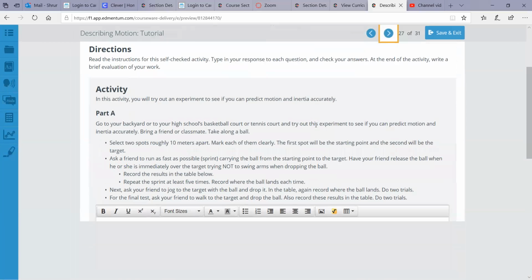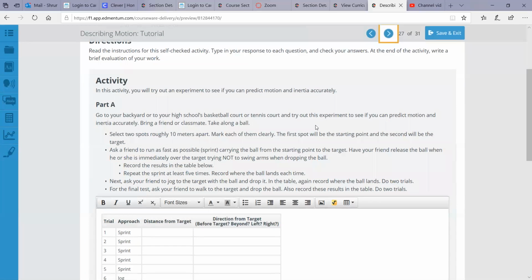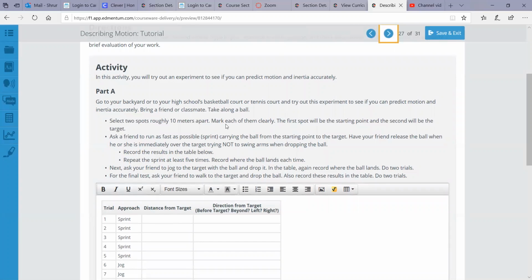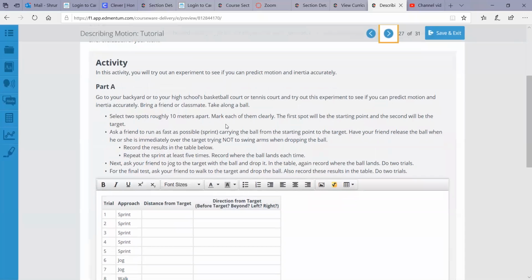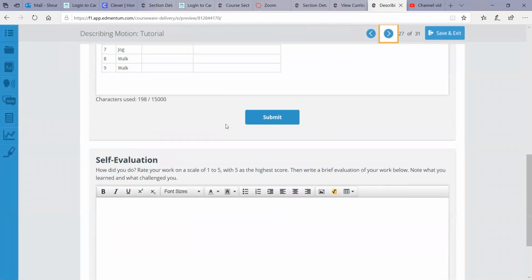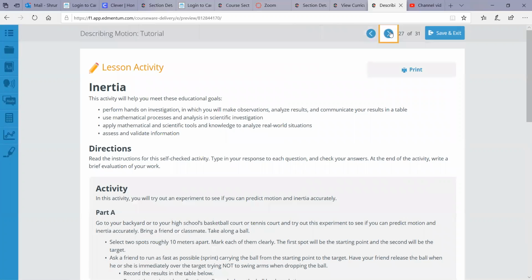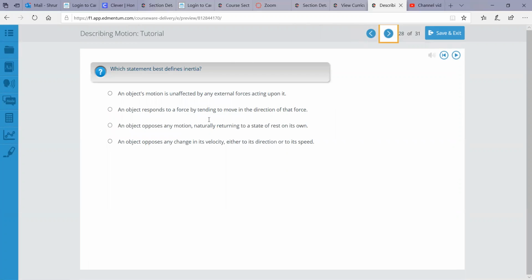Here we have a little lesson activity. It gives you instructions. Go to your backyard or your local basketball court, tennis court, and see if you can predict the motion and inertia accurately. And you can bring a friend, classmate, and a ball. And it involves sprinting and jogging and walking. So that is a good workout, actually. I encourage you to go try that.